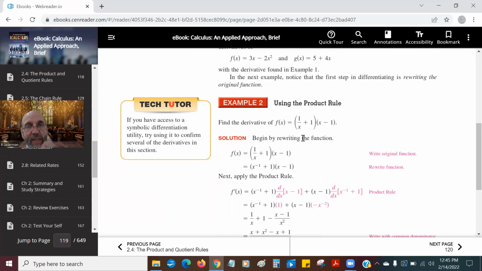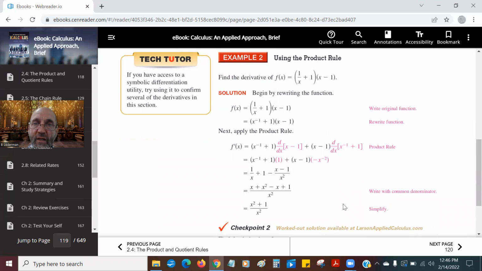And here, I can use the product rule again. Now I'm going to rewrite 1 over x as x to the negative 1 power, because that just makes it easier to differentiate. And f prime is going to be the first function times the derivative of the second, plus the second function times the derivative of the first. So that's going to be x to the negative 1 plus 1, just times plain 1. And now x minus 1 times negative x to the negative 2.